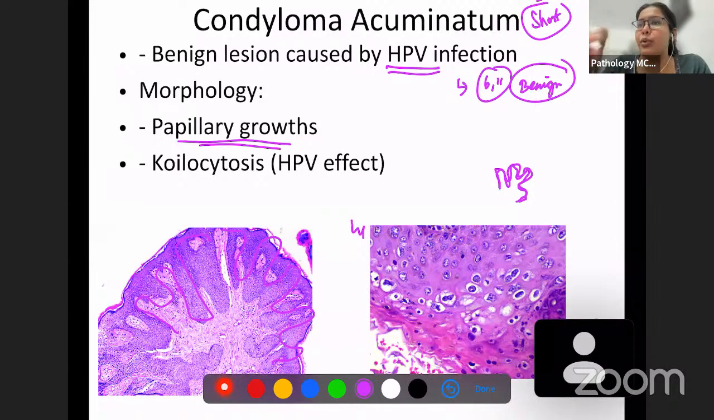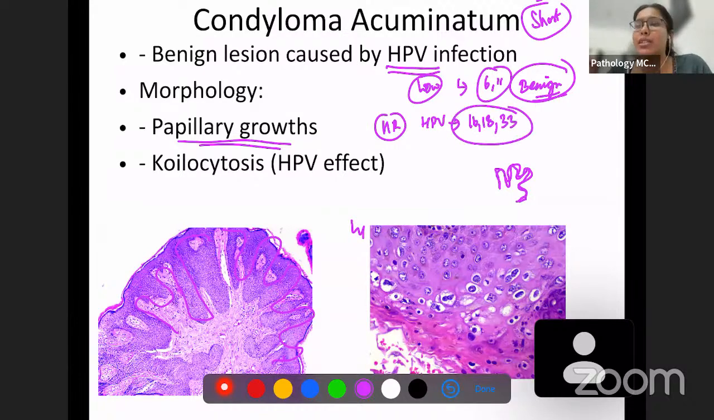In this context, I would like to tell you, these are benign HPV infection causing viruses. There are some high risk HPV viruses. HPV 6 and 11 are very low risk because condyloma acuminatum is not going to convert into carcinoma. But there are high risk HPV viruses. Remember, high risk HPV viruses are 16, 18, and 33. There are more, but for now, remember 16, 18, and 33 are high risk HPV viruses. 6 and 11 are benign HPV viruses. And you see there is a papillary growth pattern in condyloma acuminatum.